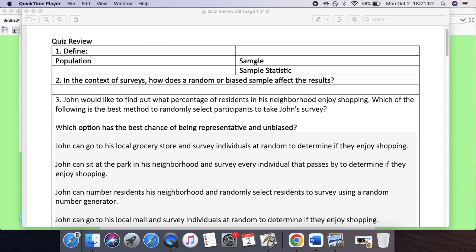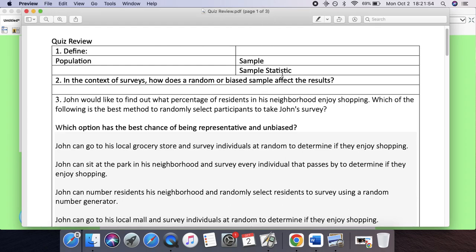Okay, so that's sample. Now, sample statistic is, how should I put that? Sample statistic is just statistic. It is the information that you acquire from the sample, like the mean, the median, the mode. Those are the numbers that you obtain from your sample. It's the numbers that you generated from your sample, and that's sample statistics. Pretty silly, if you ask me.